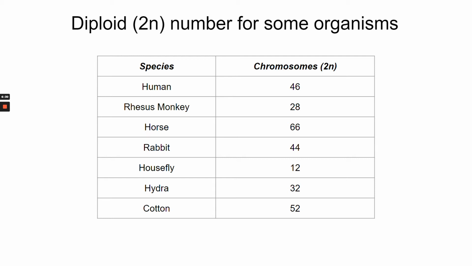Other species have different numbers of chromosomes. A monkey, for example, has 28 chromosomes total. A horse has 66. A housefly has 22. A rabbit, 44. The number doesn't really mean anything. It doesn't mean like something's bigger or more smarter or more advanced. It just is kind of a number that has evolved over time.